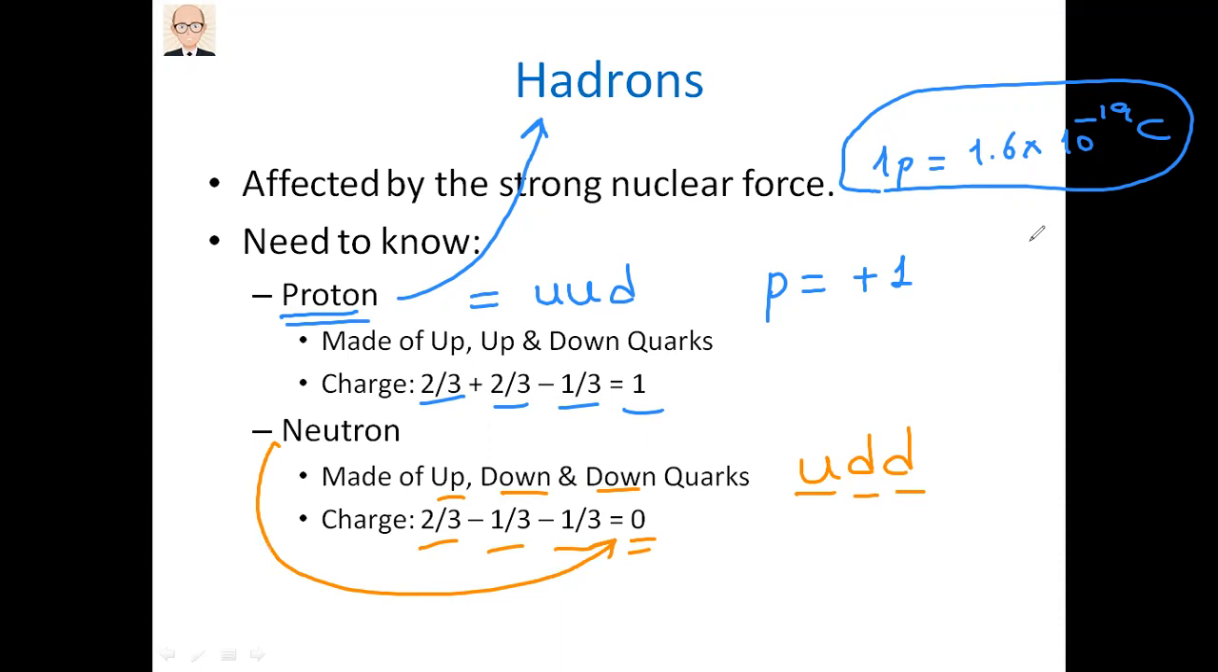So we have to keep in mind that the protons and neutrons are hadrons. And we have to memorize that the protons consist of 3 quarks, which are up, up, and down quark. And the neutrons consist of up, down, and down quark. So we have to learn and memorize these quarks for proton and neutron.